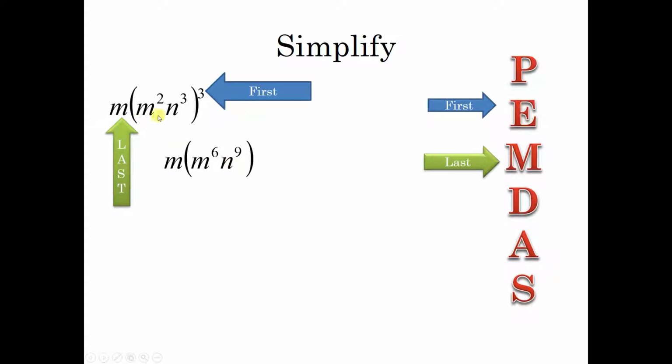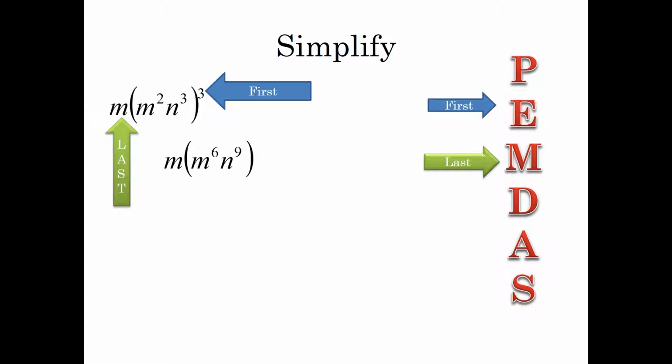This m is multiplying with this group. Now, we can't do anything in that group. The parentheses groups are inside parentheses. We can't do anything with this, so we're just going to go ahead and skip to the exponent. And so this is 3 groups of 2, which is 6, and this is 3 groups of 3, which is 9. And now we can multiply.